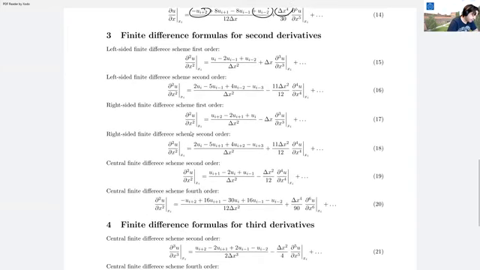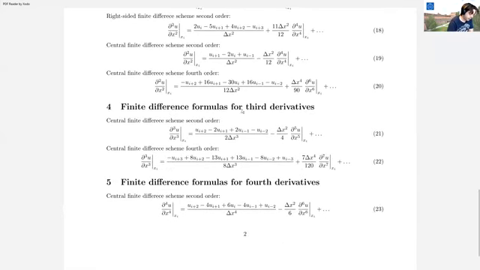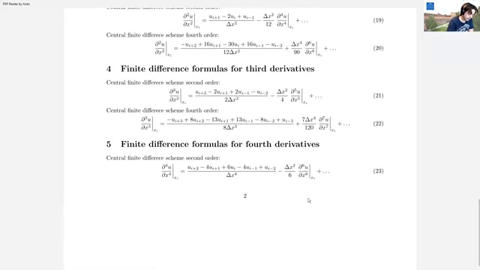You can derive formulas not only for first derivatives, you can also do it directly for second derivatives, as shown here. And then you get these type of schemes, which we will also use later in the course when we approximate diffusive problems, where of course you have a second derivative. Same idea here, same steps. And you can do it for third order derivatives and fourth order derivatives.